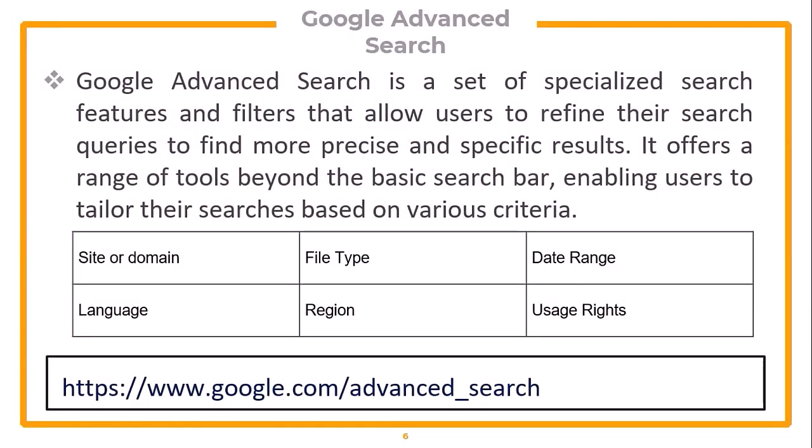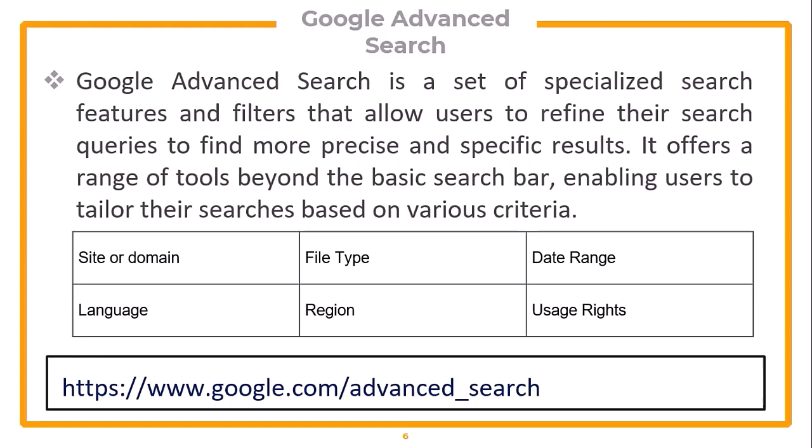In addition to Google Dorks, Google also has a feature called Google Advanced Search. It is a specialized search feature and provides the use of different filters that allow users to refine their search queries to find more precise and specific results. It offers a range of tools beyond the basic search bar, enabling users to tailor their searches based on various criteria.